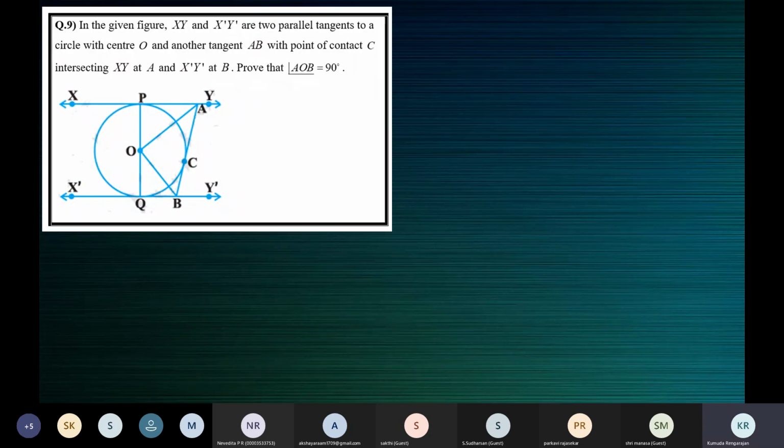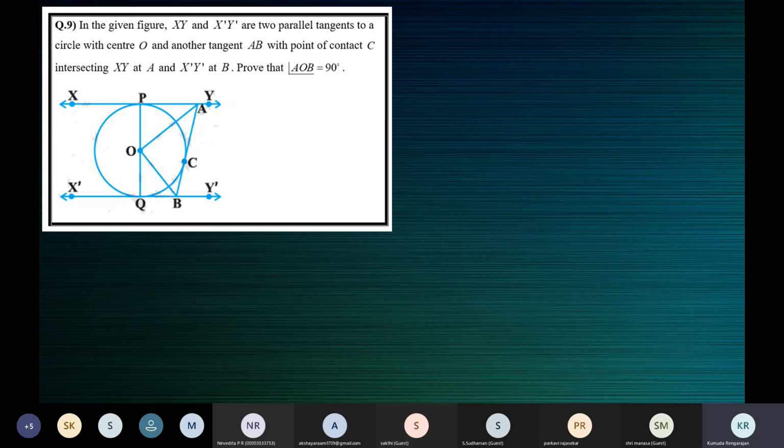Here in the given figure, xy and x dash y dash are two parallel tangents to a circle. So xy is a tangent at P. X dash y dash is a tangent at Q. I'm reading from the figure. There are two parallel tangents. Not only are they tangents, they are parallel tangents.